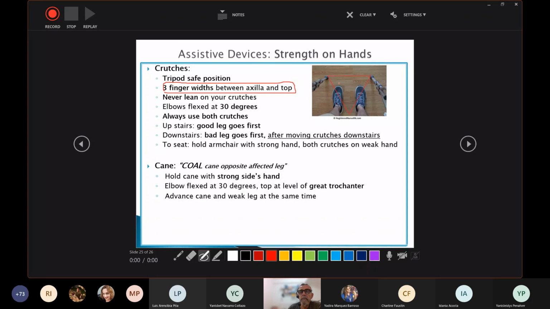The way of using those devices is the tripod position. So it means tripod. The tips of the crutches are going to be in front and lateral of the feet, separated from the feet. And the patient should not lean on the crutches, because this means pushing on the armpit with the crutches.